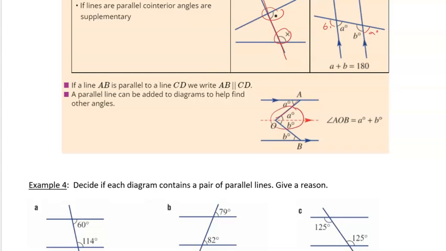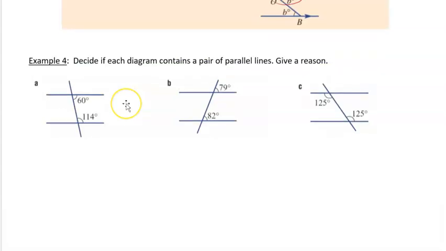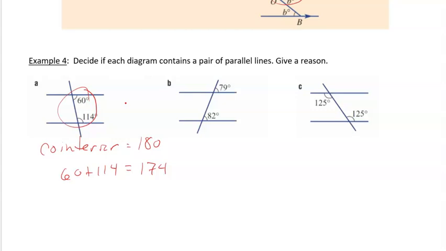So I'll show you how to do that. Decide if a diagram contains a pair of parallel lines. Give a reason. So if these two are parallel, they would be co-interior, and they would equal 180. So 60 plus 114 equals, if I'm not mistaken, 174. So no, the lines are not parallel here because they don't equal 180.